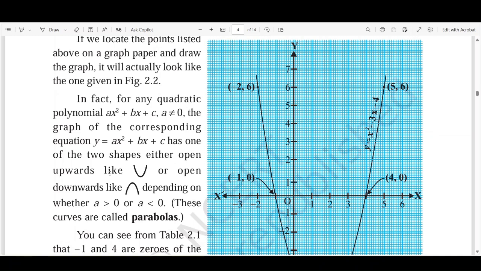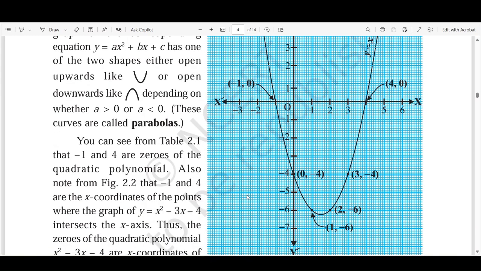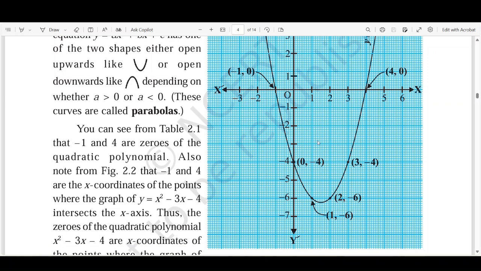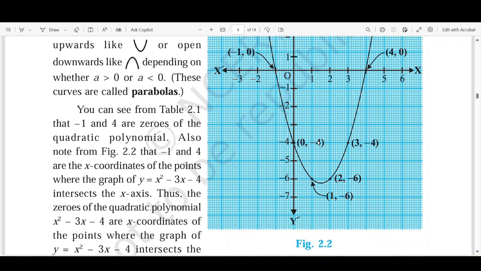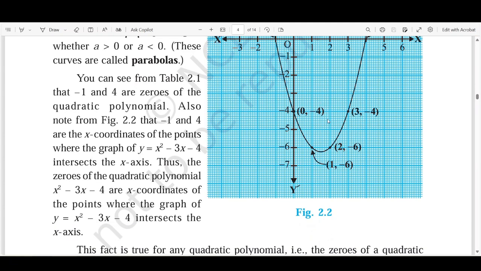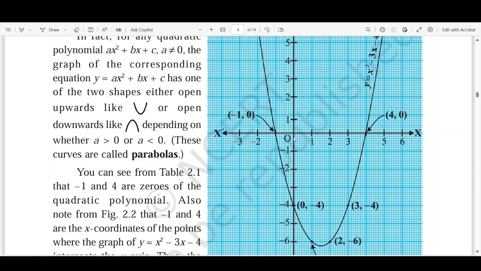And now you can identify that the parabola intersects the x-axis at two different points. One is at minus 1, 0 and another one is at 4, 0. So exactly at 2 points the parabola intersects the x-axis. So these two x values, say x equal to minus 1 and x equal to 4, are said to be zeros of this quadratic polynomial, right?